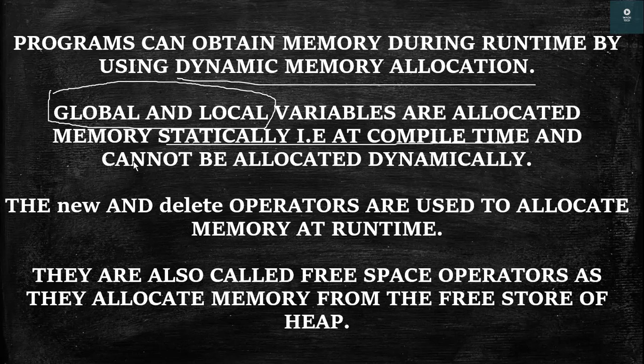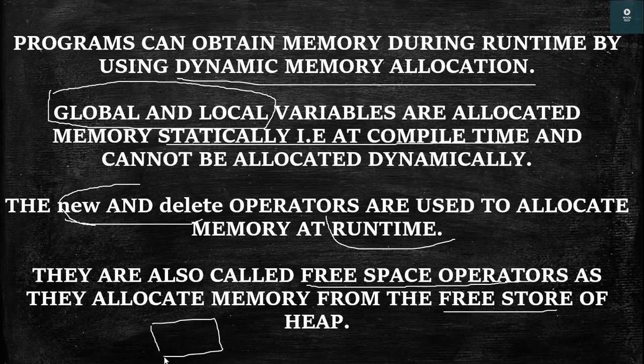So C++ has given us two operators, the delete and new operators, and these are used to allocate memory at runtime, that is, dynamically. These two operators, new and delete, are also called free space operators because they allocate memory from the free store of the heap. The heap has one store called the free store, and these two operators are used for storing memory in this free store.